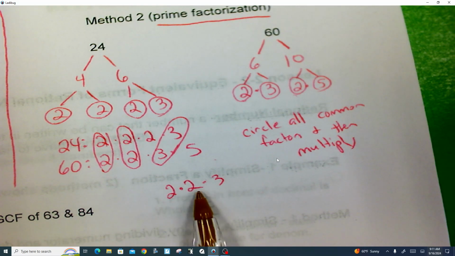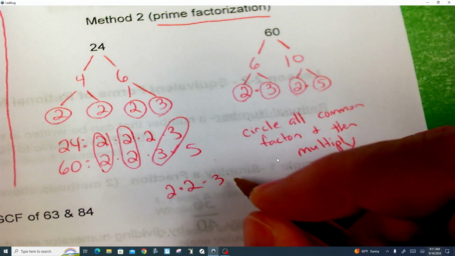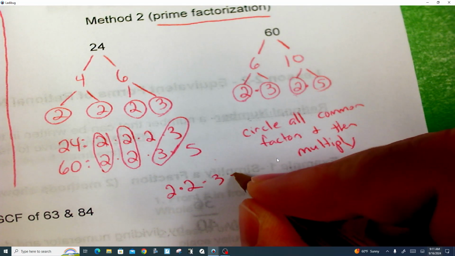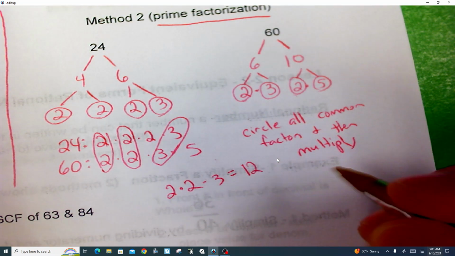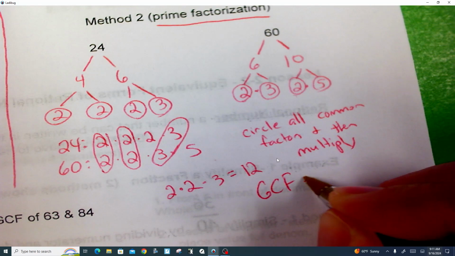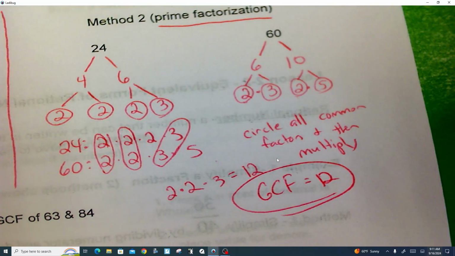Now, guys, what's 2 times 2 times 3? Your GCF is 12.